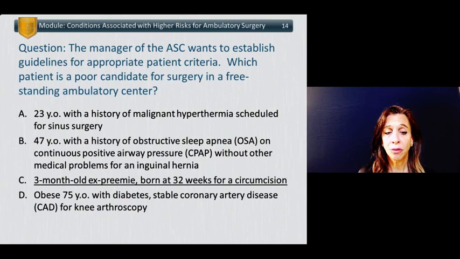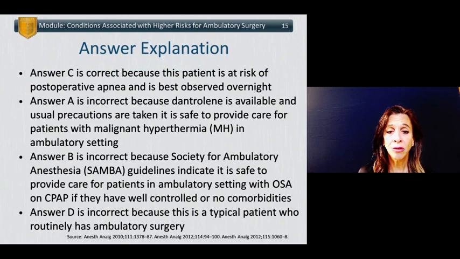And the answer is C, the 3-month-old ex-preemie born at 32 weeks for a circumcision. This answer is correct because this patient is at risk of postoperative apnea and is best observed overnight after a general anesthetic. Answer A is incorrect because dantrolene is available and the usual cautions can be taken to safely provide care for patients with malignant hyperthermia in an ambulatory surgery center.